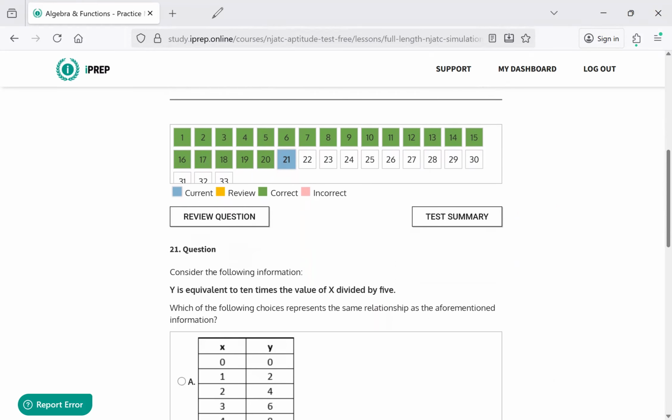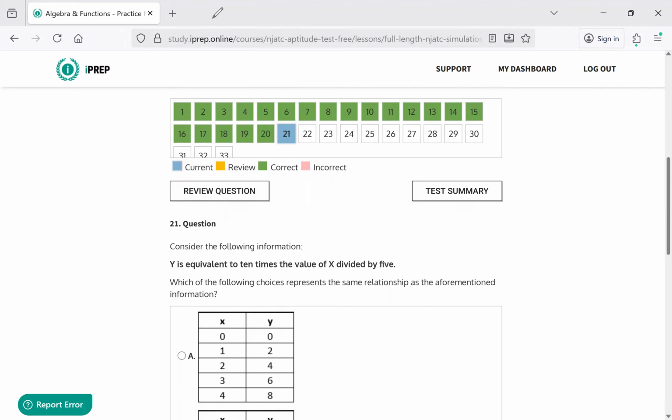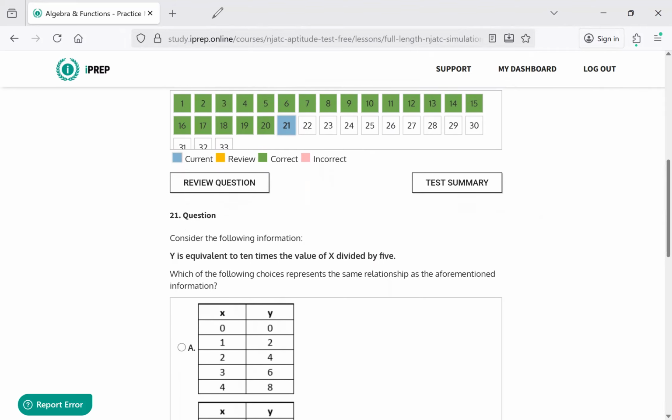Let's stop here at 21. Let me put a note in my notes. Yeah, this is too long. Let's make it into two parts. So let's stop at 21.